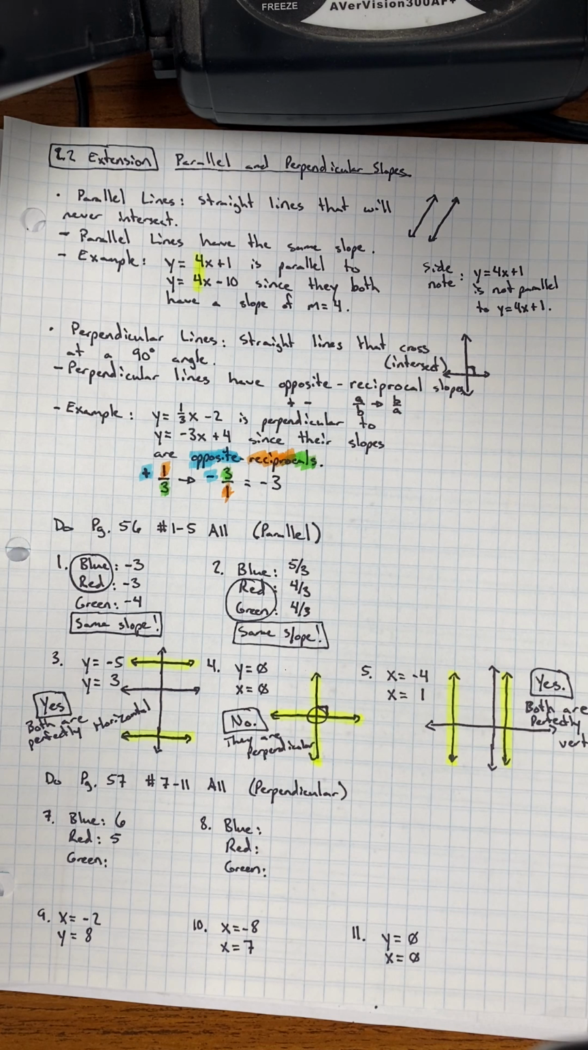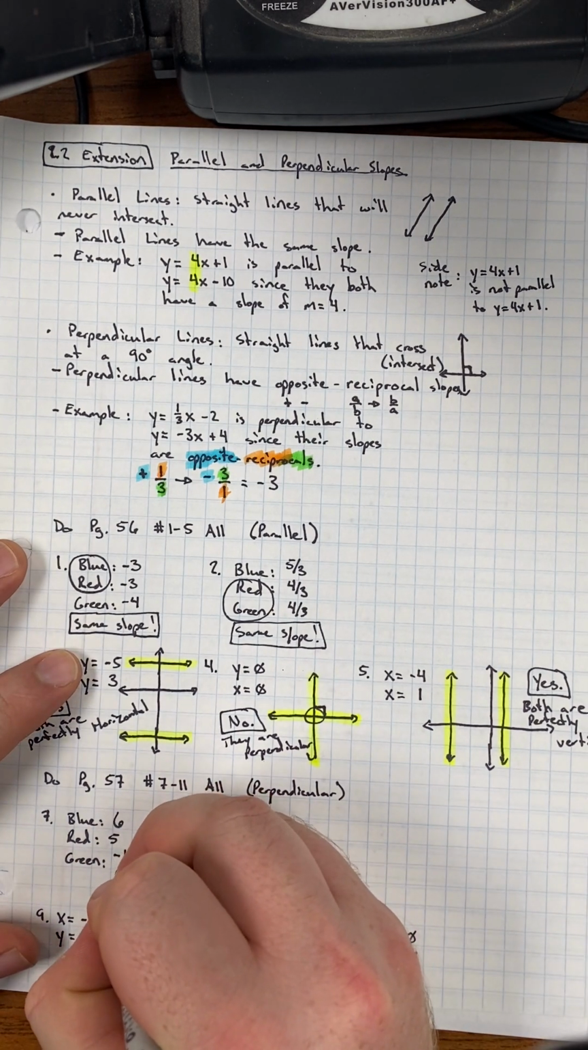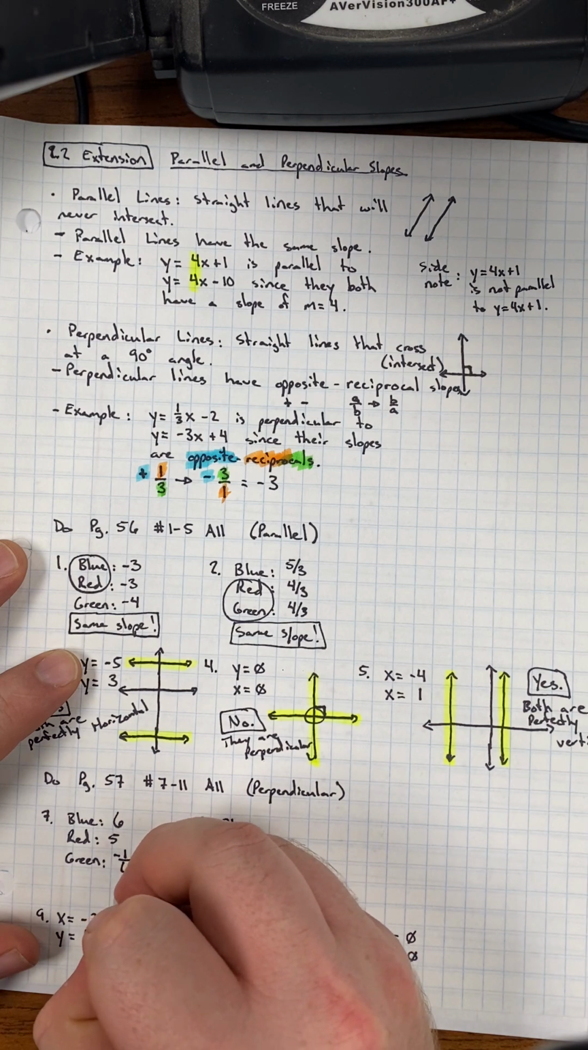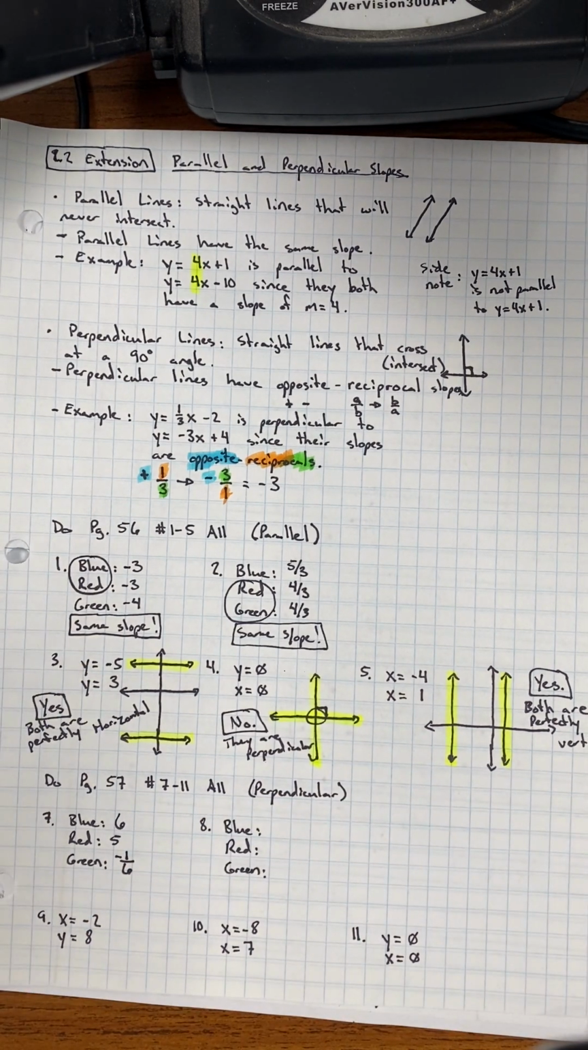And then green goes down 1 over 1, 2, 3, 4, 5, 6. Okay, so now down represents -1, and to the right, 6. Okay, so remember, we're checking to see if these are perpendicular now. So we're not checking for same slope. We are checking for opposite reciprocals, okay?